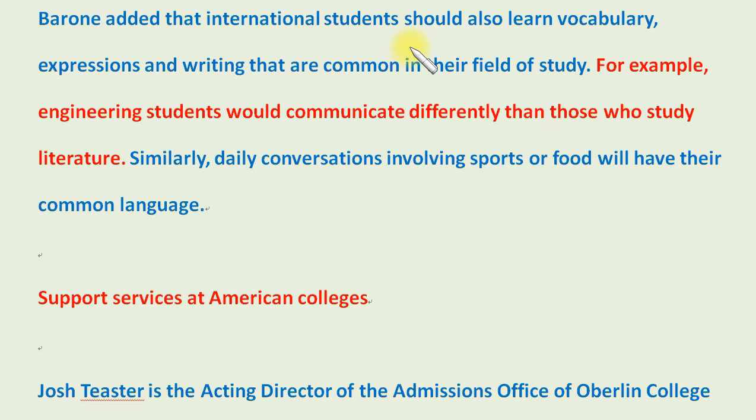Barone added that international students should also learn vocabulary, expressions, and writing that are common in their field of study. For example, engineering students would communicate differently than those who study literature. Similarly, daily conversations involving sports or food will have their common language.